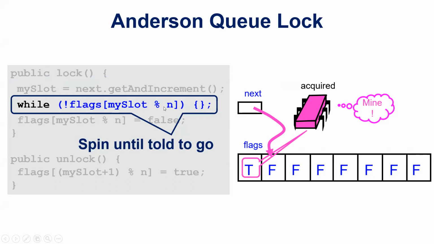For example, the first thread directly enters into the critical section. For the next thread, it is false. Now my slot modulus n will be pointing to the first index. In the first index, the flag value is false, and not of false is true. So it will continuously spin until the predecessor node updates this particular flag bit to true. Until that time, it will be spinning on this while loop. This is called the wait loop.